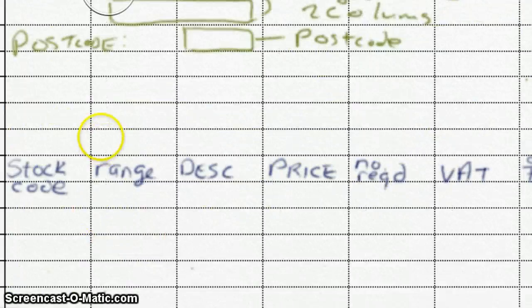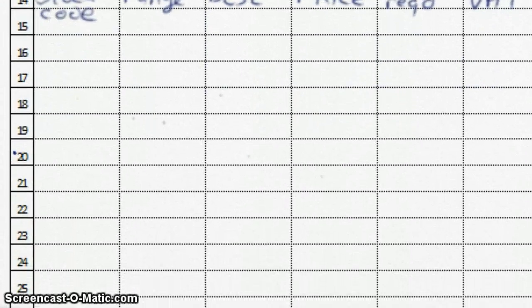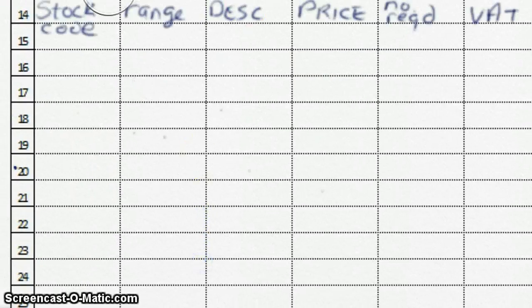So I'll just write those in so you can see what it looks like. Okay, so here I've got stock code, range, description. I couldn't fit it in, so I've just written desk, price, number required, VAT and subtotal. So that's just over from those particular lines. And then obviously somewhere I've read that you need to leave a space for 10 items, so we'll leave a space for 10 items. So we'll work on our design as we're doing the spreadsheet. So in the next video I'll show you how to set up what we've got so far.